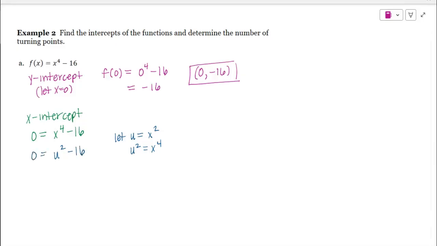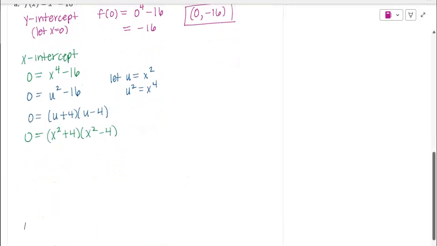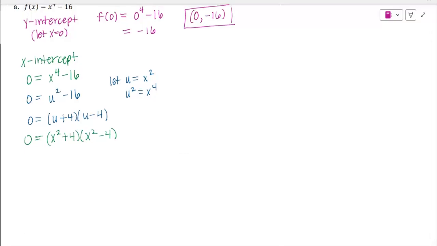Well, this now looks like a difference of squares that we can factor into u plus 4 and u minus 4. And now I'll go back and rewrite, instead of u, I'll go back to write this as x squared plus 4 and x squared minus 4 equals 0. The x squared plus 4 cannot be factored because if we think about the graph of that, it's an x squared and it's raised up by 4, like this. And so we know that it doesn't cross the x-axis, so there are no x-intercepts there.